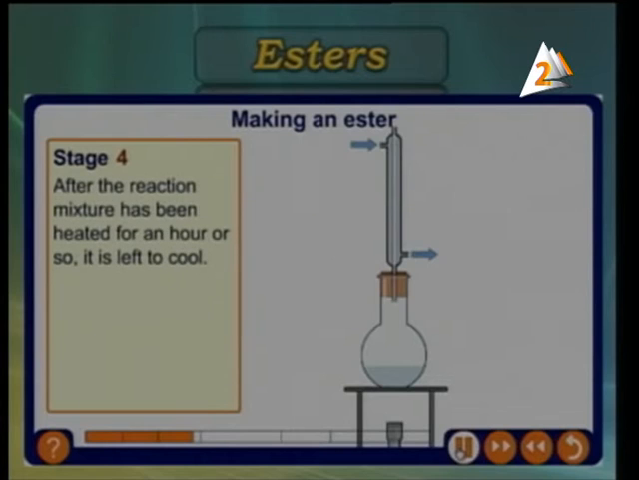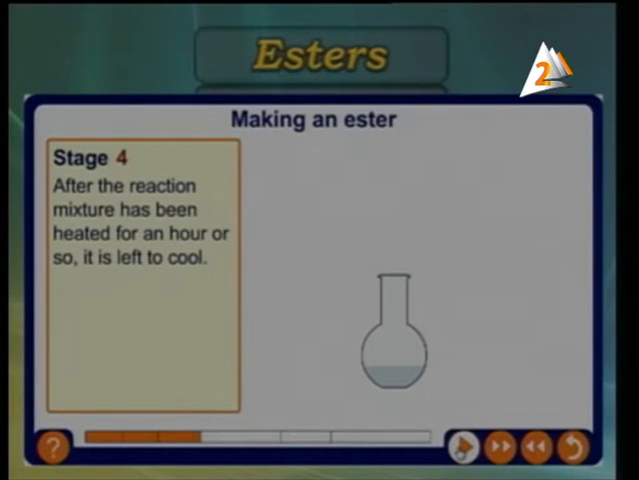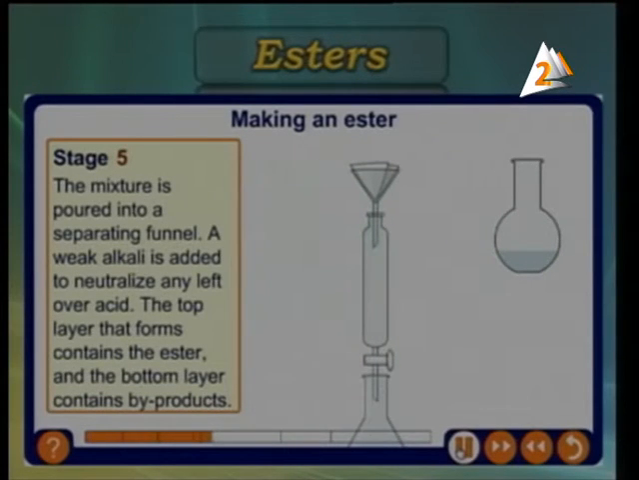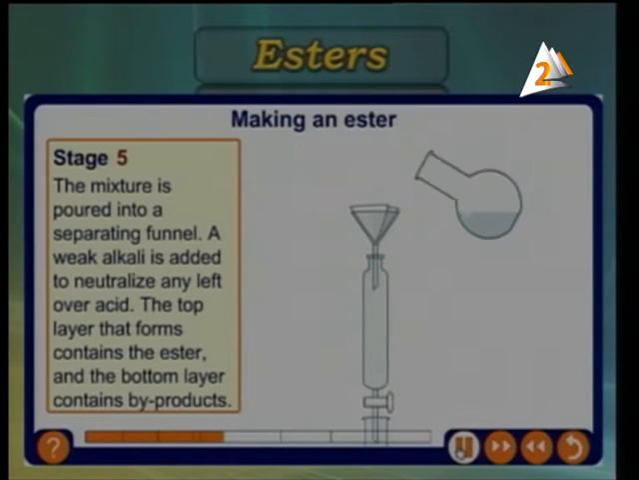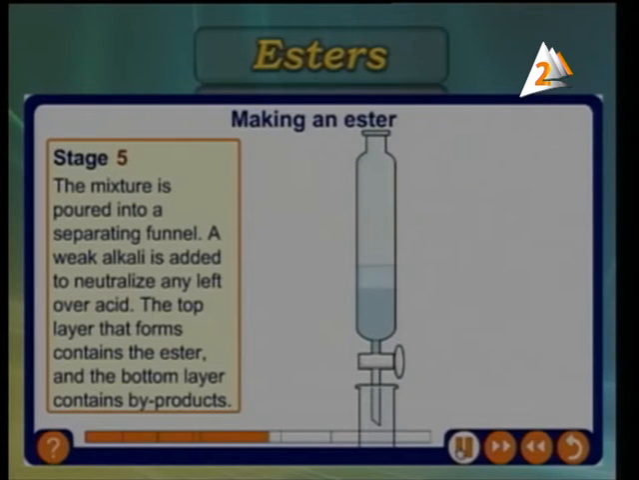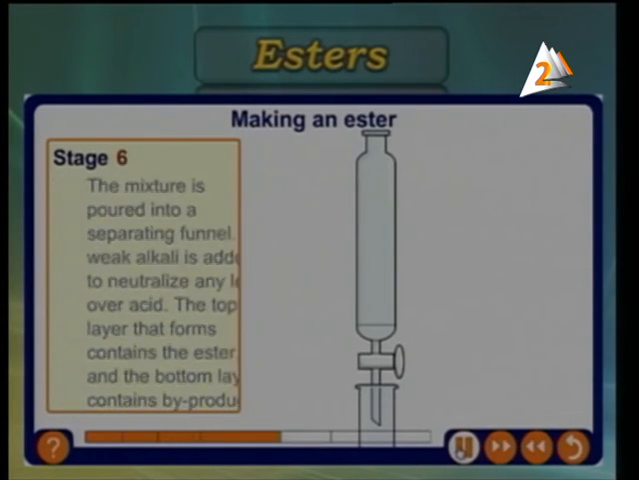And after that, we have after reaction. The mixture has been heated for an hour or so. So it's left to cool. After that, the mixture can be filtered by a filter paper, and a weak alkali is added to neutralize the compound produced from any amount of excess acid. And after that, the top layer contains the ester, and the bottom layer contains byproducts.